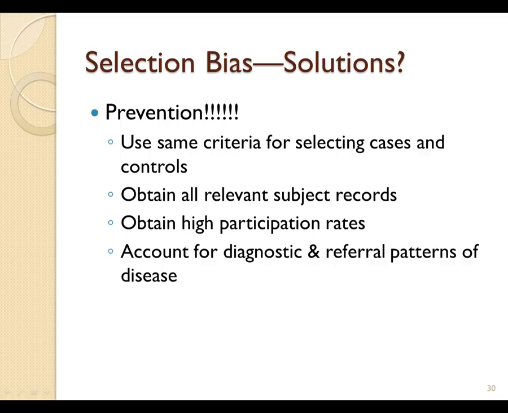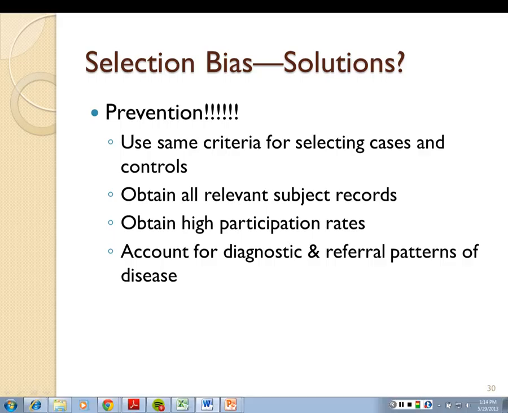So what can we do about selection bias? Once the bias has occurred, there is little or nothing we can do to fix it. We must avoid selection bias in the design and conduct of the study. For example, by using the same criteria for selecting cases and controls, obtaining all relevant subject records, high participation rates, and taking into account diagnostic and referral patterns of disease.